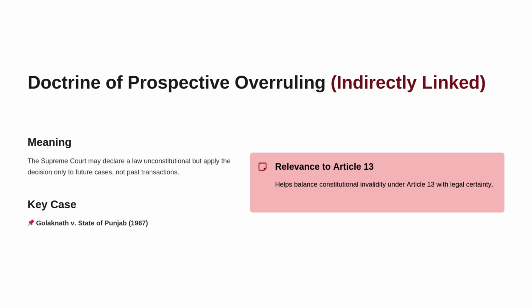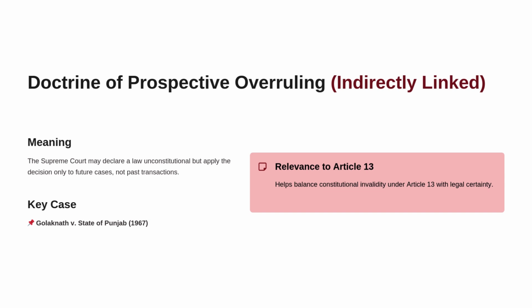Next, we come to the doctrine of prospective overruling. This means that the Supreme Court can declare a law unconstitutional, but at the same time apply the decision only to future cases. As the name suggests, prospective overruling. So, in future cases, we are applying the decision though the law has been declared unconstitutional. The key case on this doctrine is Golaknath versus State of Punjab.